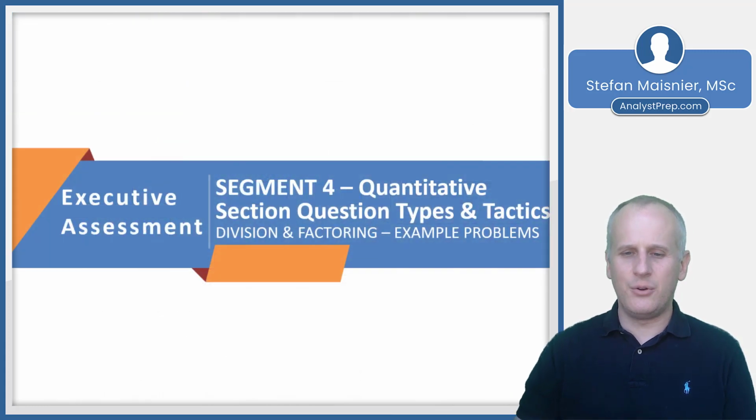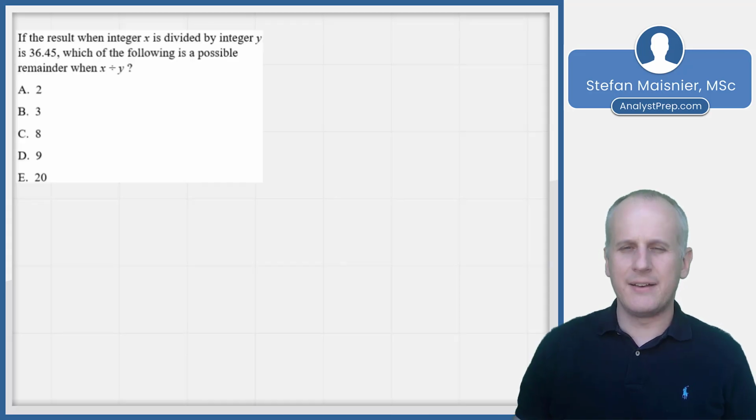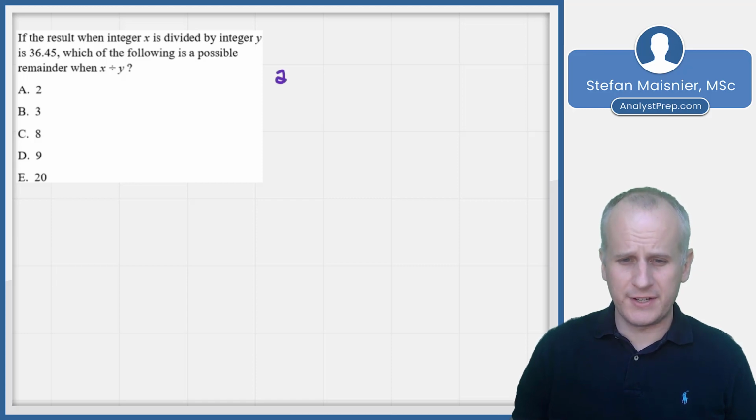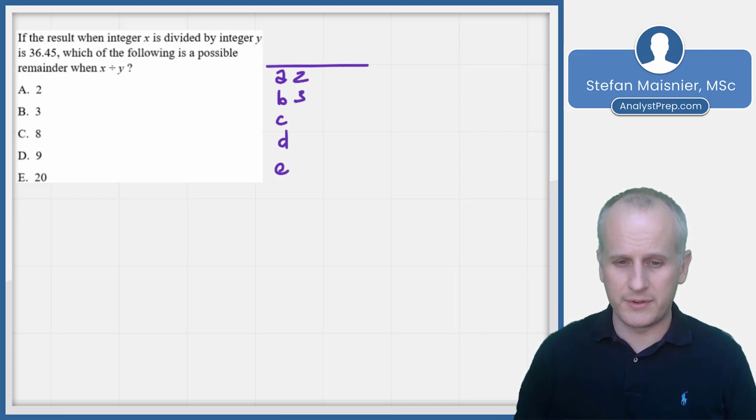So let's go on over to the whiteboard and see how division and factoring can be tested through sample problems to get you ready for the executive assessment. Here we have a sample problem-solving question. As always, we're going to set up the scratch pad first, listing our answer choices A through E. We have simple numbers, so I'd probably encourage you to write those out as well. We've got 2, 3, 8, 9, and 20 as our answer choices.